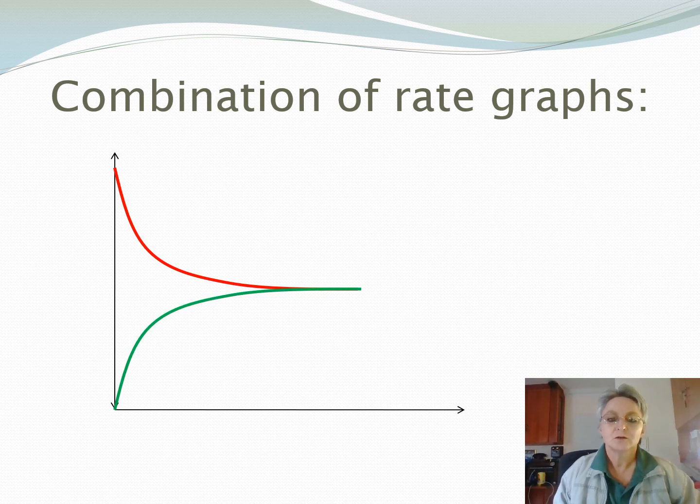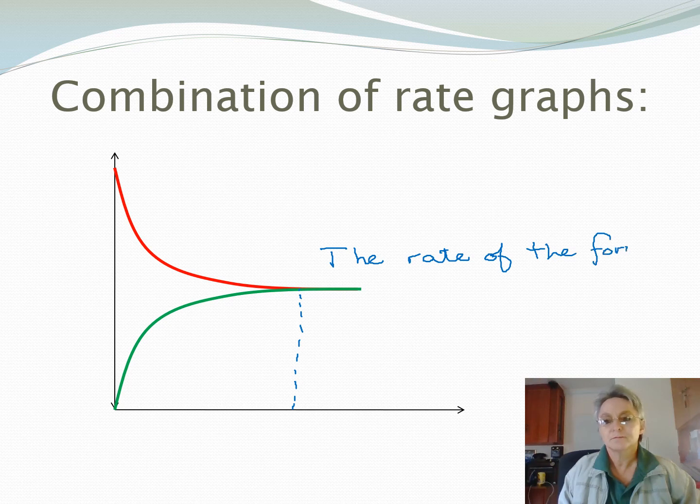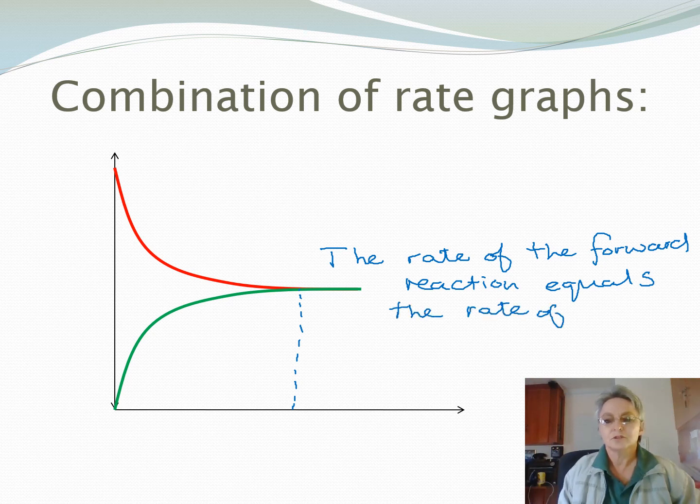The place where the two graphs meet, the rate of the forward reaction equals the rate of the reverse reaction.